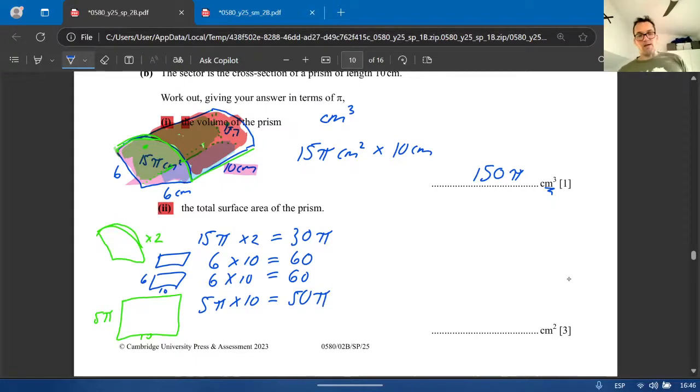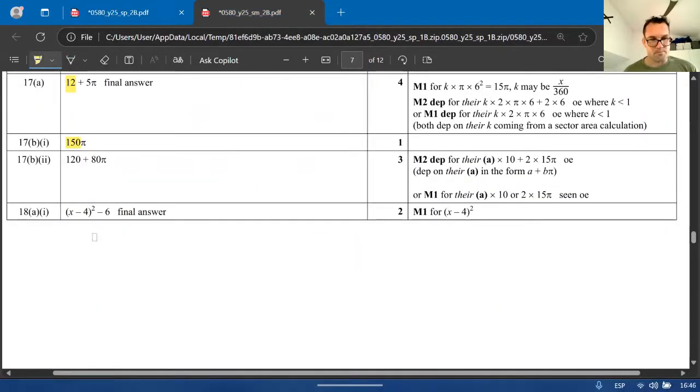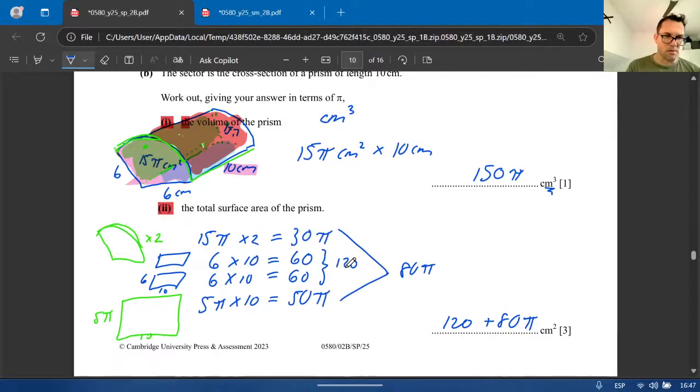So adding that together, we can add the two 60s together, which is 120. And we can add the 30 and the 50, which gives us 80 pi. 120 plus 80 pi. Let's look at the marks here. So multiplying things by times 10, 1 mark, multiply that by 10, and then the final marks there.